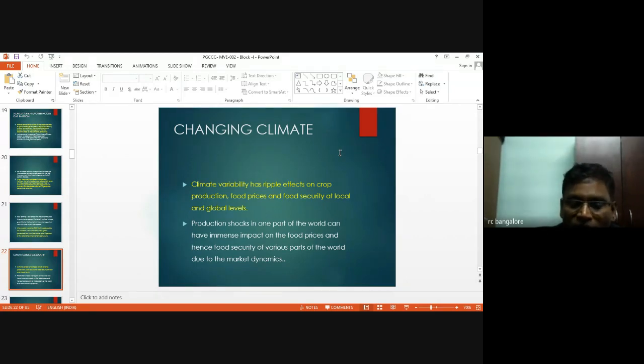So what will happen? This activity again has an impact on the climate. If climate change takes place, the productivity and production of agricultural products will be affected, and because of that, the food price will also escalate. Further, food scarcity at local and global levels happens. See the impact and the level by which climate change takes place because of this pollution, and it in turn affects all this agricultural activity again.